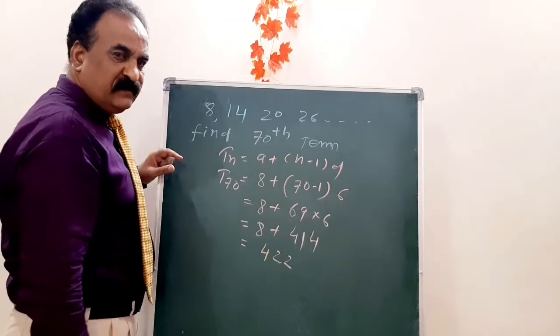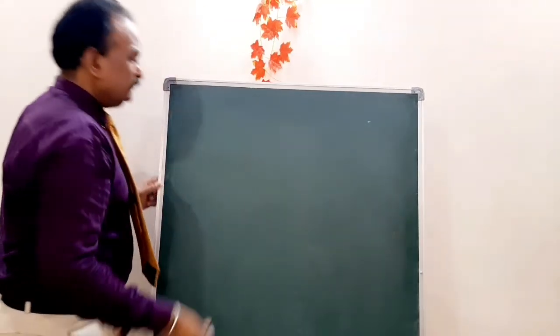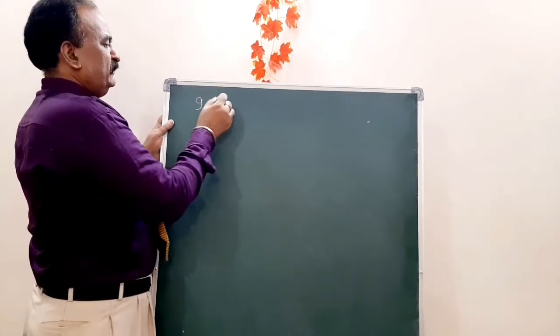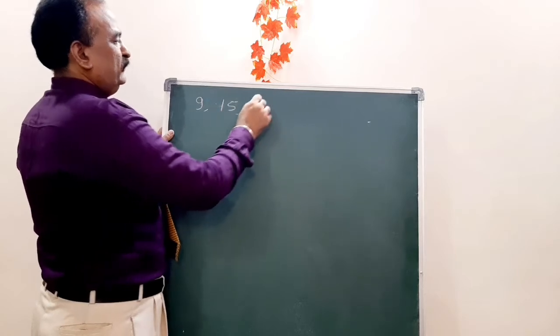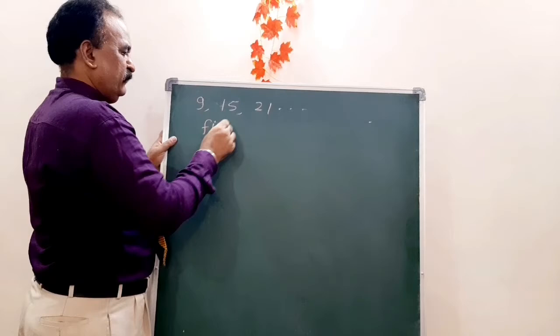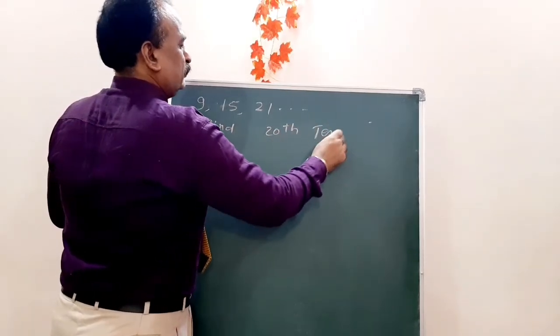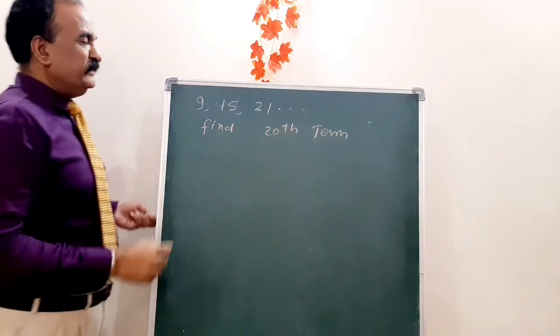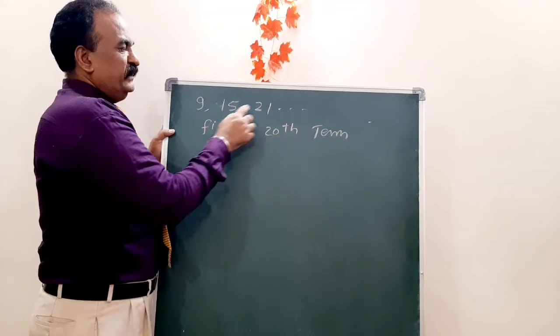I hope this is clear. Now, one more question: 9, 15, 21. Find the 20th term. This is an arithmetic progression. Find the 20th term.